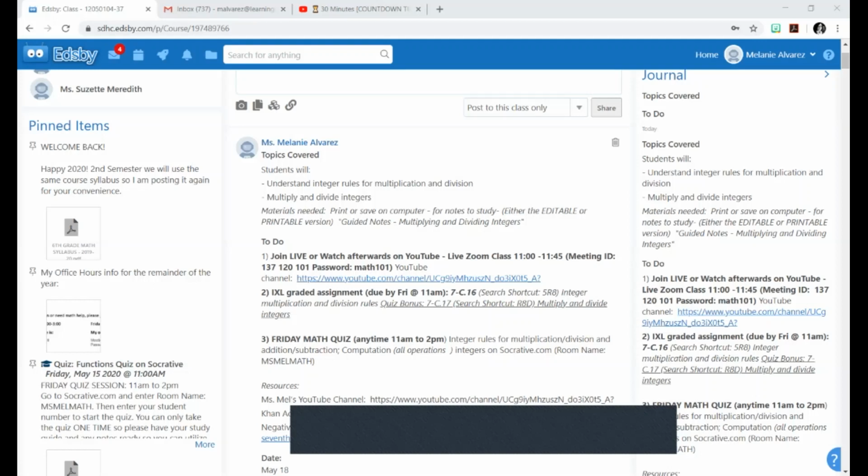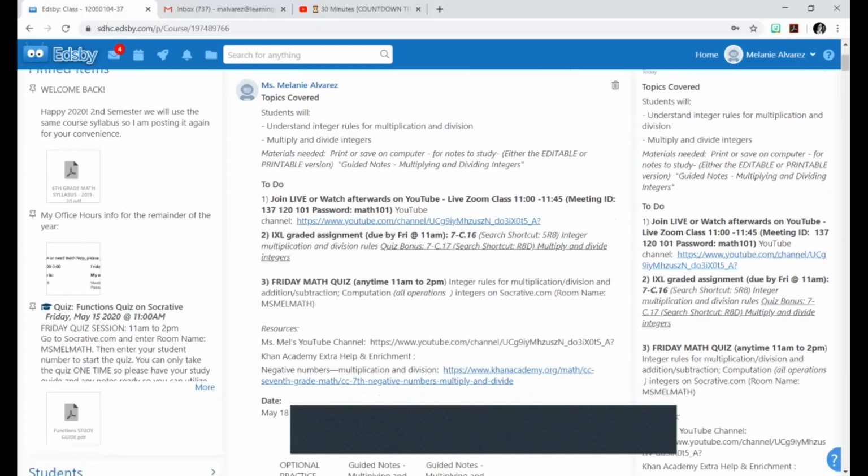I chose multiplication and division first because I believe it might be the harder skill for you guys, rather than the addition and subtraction of integers, which you've already played around with a little bit. So I wanted to give you extra time to process and get used to multiplication and division of integers, so that you can have more time to practice before your quiz on Friday. That's why we're multiplying and dividing before we add and subtract.